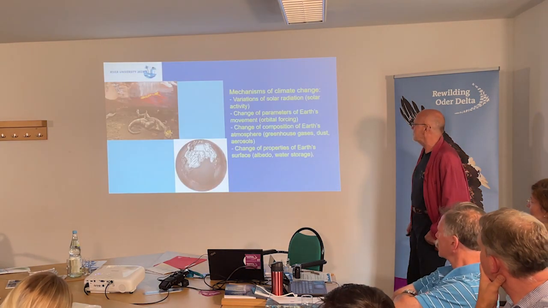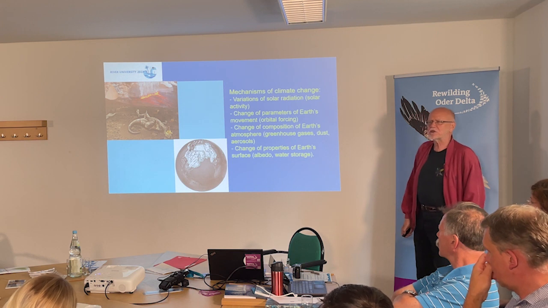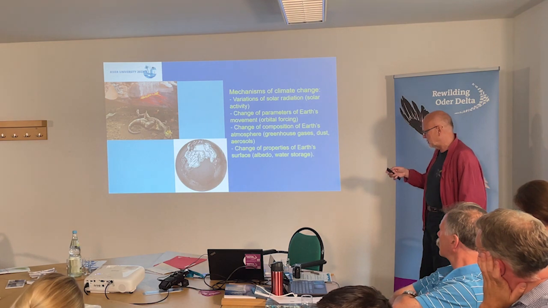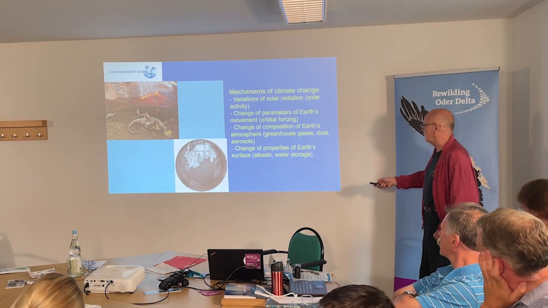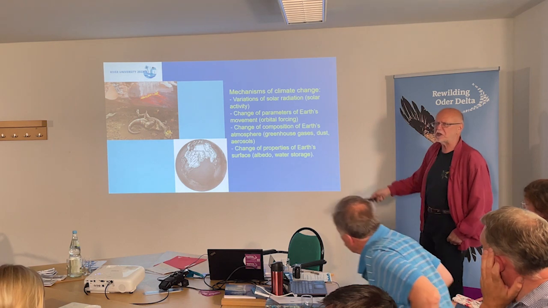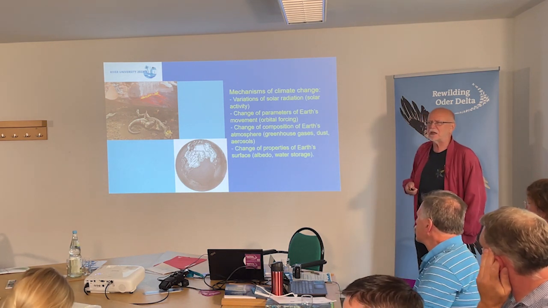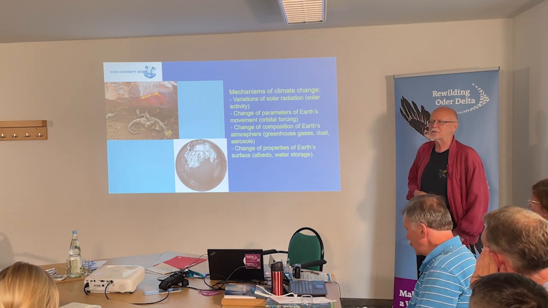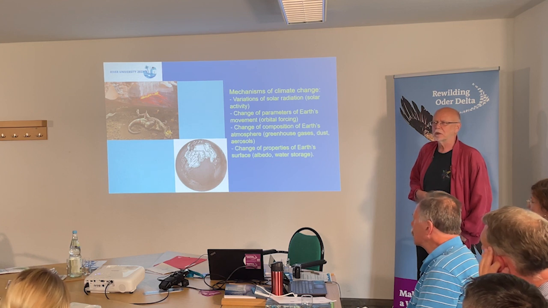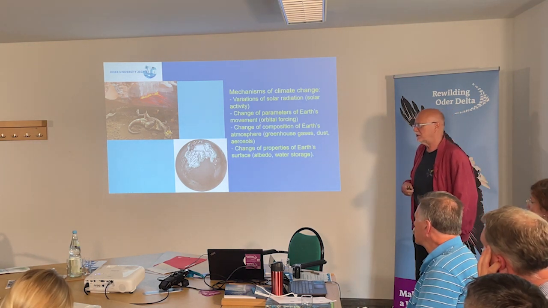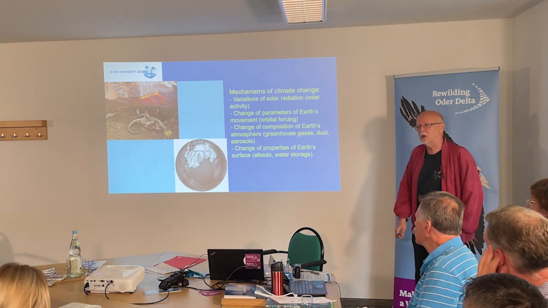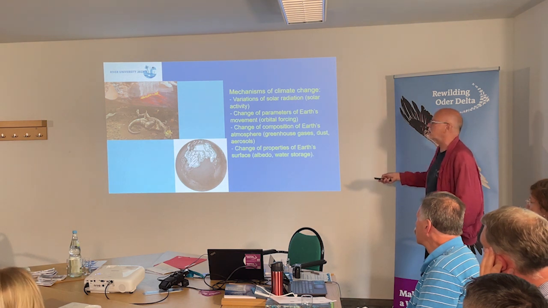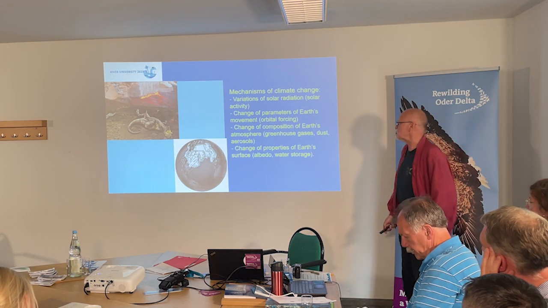Climate change mechanism. Variations of solar radiation. Changes of parameters of Earth movement. This is responsible for glaciations. So in the place we are sitting now, or you are sitting now, I'm standing, there was some 3 kilometers of ice 20,000 years ago. And the ocean level was far, far below the present. So much of water was accumulated on the land rather than in the ocean.